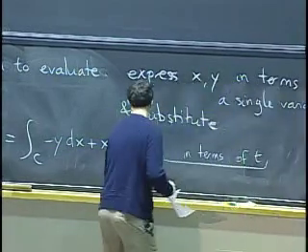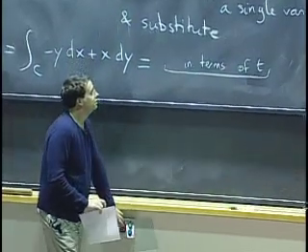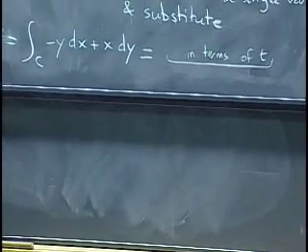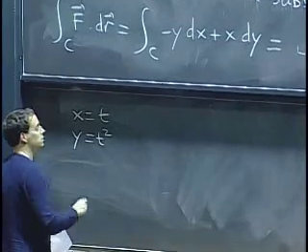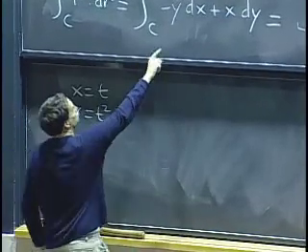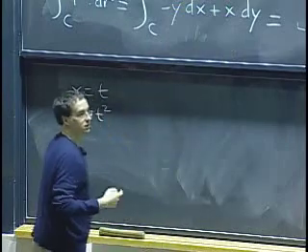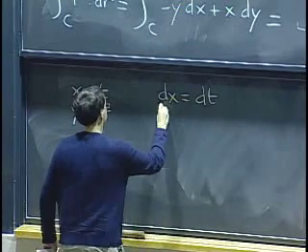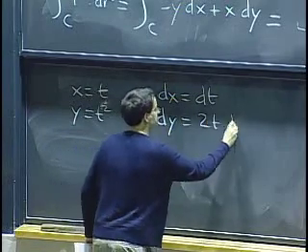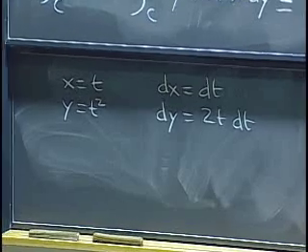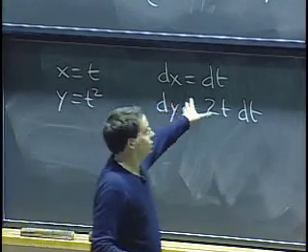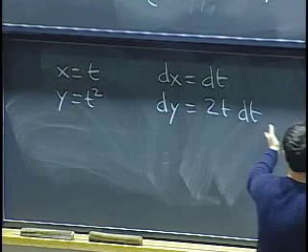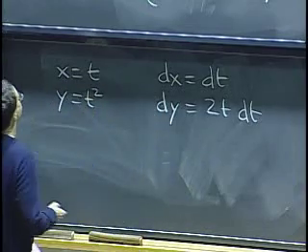So how do we express everything in terms of t? Well, we use the parametric equation. We know that x is t and y is t squared. Okay? So we know what to do with these two guys. What about dx and dy? Well, it's easy. We just differentiate. Dx becomes dt. Dy becomes 2t dt. Okay? I'm just saying in a different language what I said over there with dx dt equals 1, dy dt equals 2t. It's the same thing, but written slightly differently.